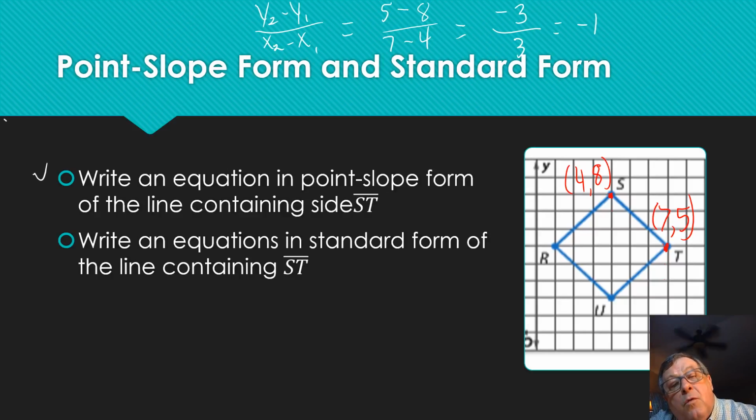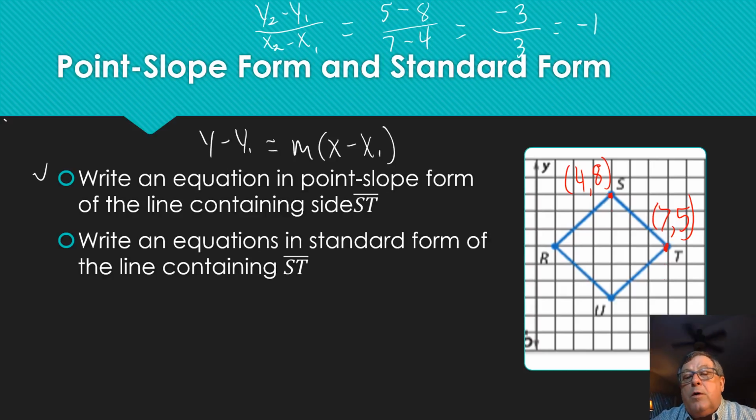So let's see, what is point slope form? It's y minus y1 equals the slope times x minus x1. All right, well, what do you say we use the 4 and the 8 to put this in point slope form? So then I would have y minus 8 equals, and I've got a negative 1 slope, negative 1 times x minus 4. Well, shazam, that is point slope form. There it is. I've done that part of it.